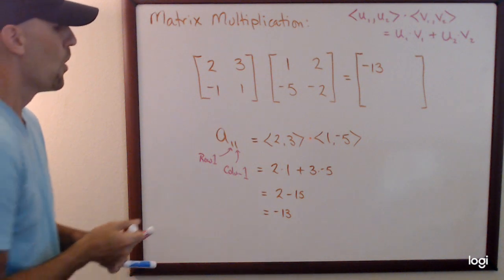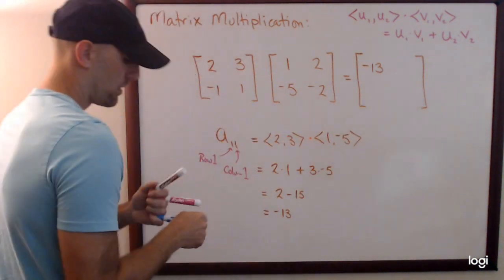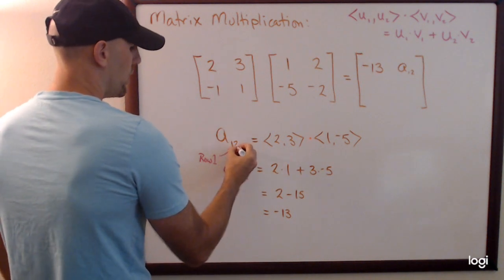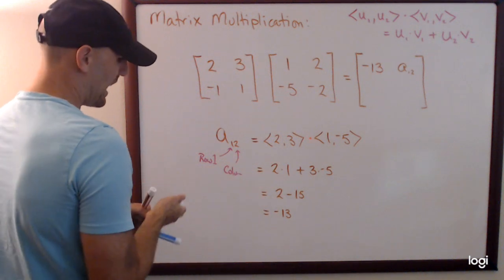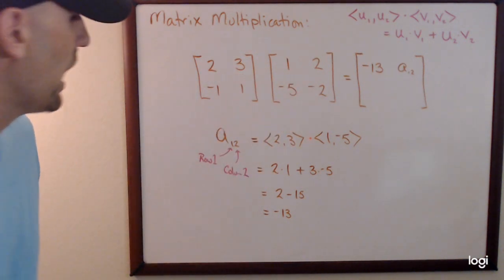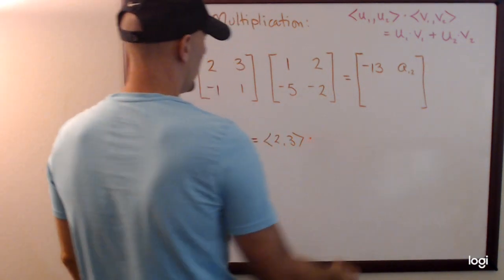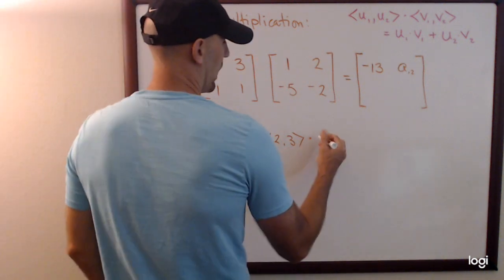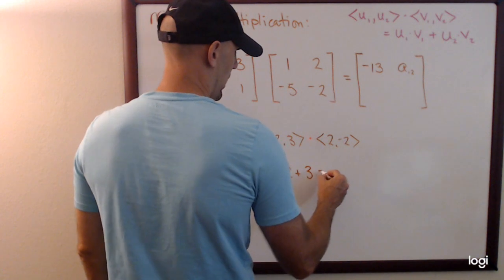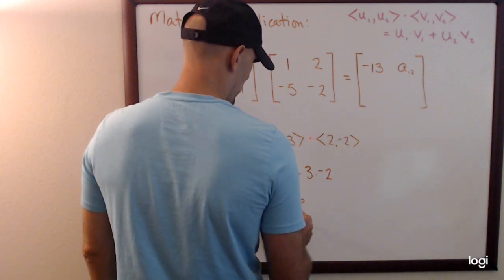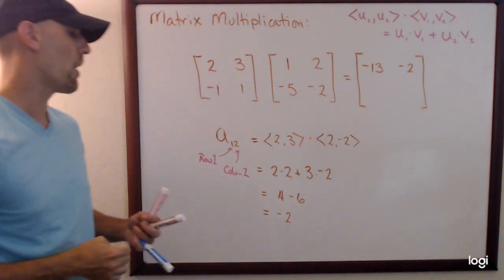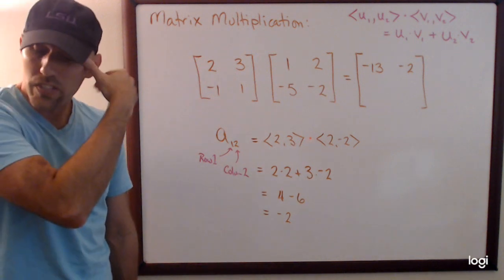How do you think we're going to do A12? This next entry is A12. Well, A12 is row 1, column 2. So the dot product I'm going to take will be between row 1 and this time column 2. Row 1 is still 2, 3. Column 2 is 2, negative 2. So I get 2 times 2 plus 3 times negative 2. That's 4 minus 6, which is negative 2. So A12 is negative 2. This seems perfectly reasonable, doesn't it? Yes, it does seem reasonable.